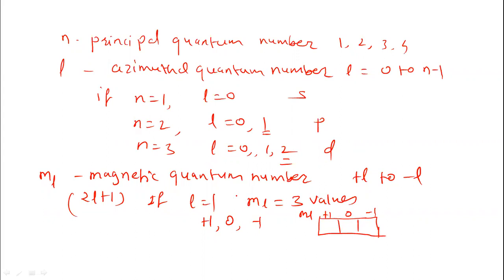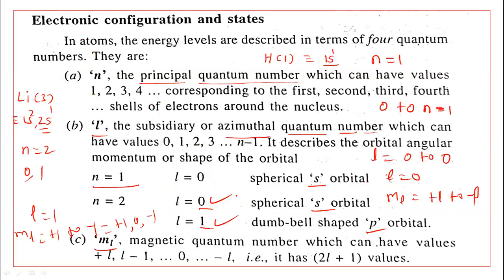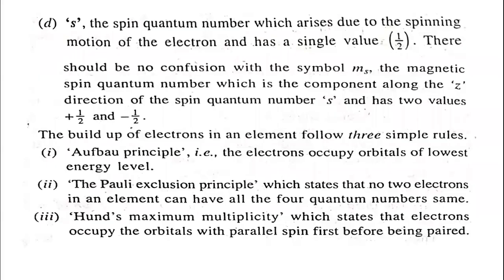And the last one is the spin quantum number. So let us see the spin quantum number. The spin quantum number is denoted by the letter s, which arises due to the spin motion of the electron and has a single value, 1 by 2.